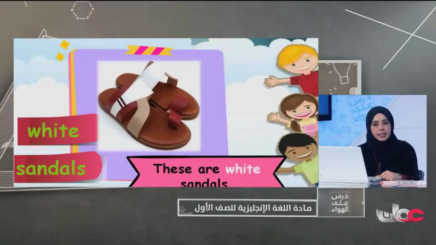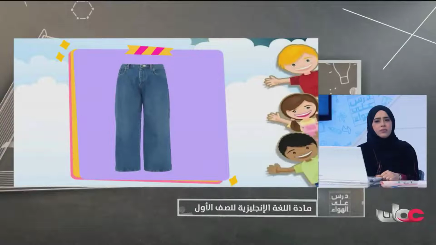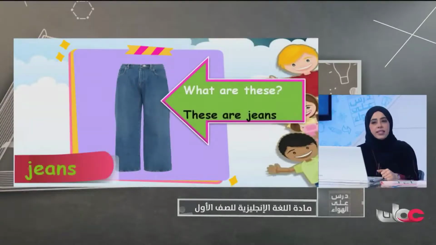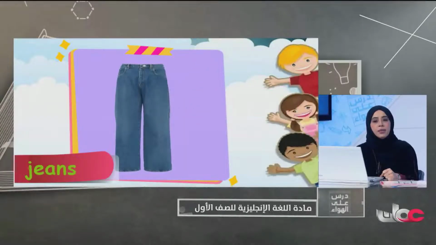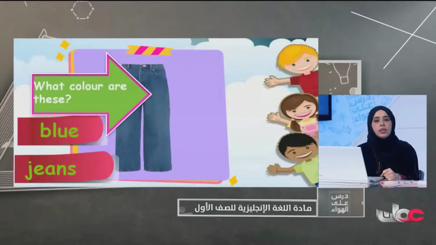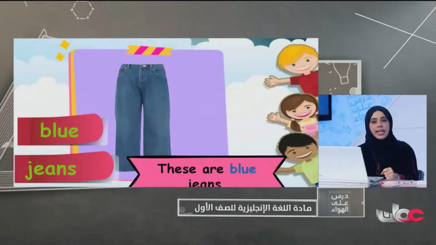Let's move to see what's the next item. What are these? These are jeans. Very good. And what is the color? Blue. The color is blue. So what can we say about this picture? We can say these are blue jeans. Can you please repeat the sentence? These are blue jeans.